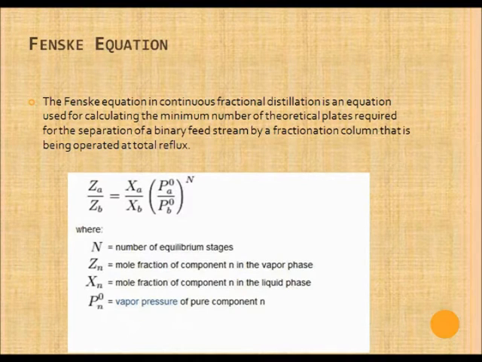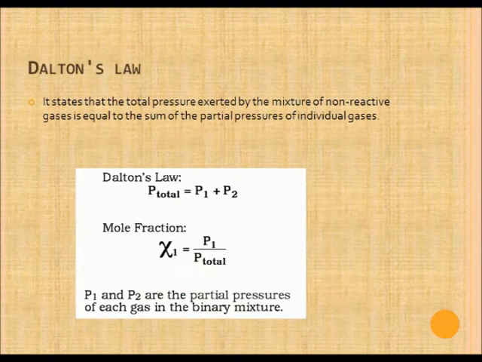Fenske equation. The Fenske equation in continuous fractional distillation is an equation used for calculating the minimum number of theoretical plates required for the separation of a binary feed stream by a fractional column that is being operated at total reflux. You can see its formula also. In the formula, N is the number of equilibrium stages, Zn is the mole fraction of components in the vapor phase, and Xn is the mole fraction of components in the liquid phase, and P node N is the vapor pressure of pure component.